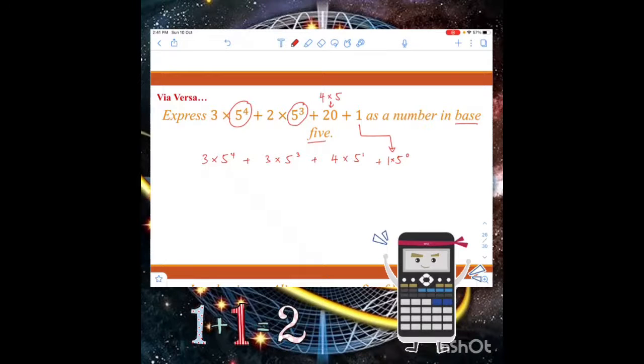Since we want the answer in base 5, we look for the highest power in this question. The highest power of 5 is 5 to the power of 4. So we start with 5 to the power of 4 and continue with 5 to the power of 3, 5 to the power of 2, 5 to the power of 1, and 5 to the power of 0. Then we put in the coefficients. We have 3 for 5 to the power of 4, and 2 for 5 to the power of 3. How many 5 to the power of 2 do we have? We don't see any, so it is 0. How many 5 to the power of 1? We have 4. And we have only one 5 to the power of 0. So when we sort the situation out, we have 3, 2, 0, 4, 1 in base 5.